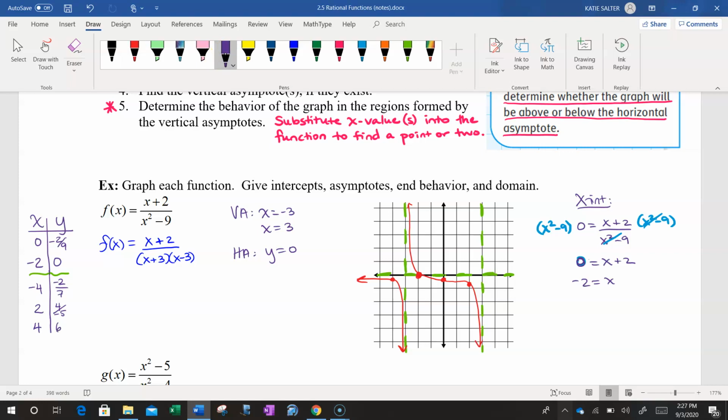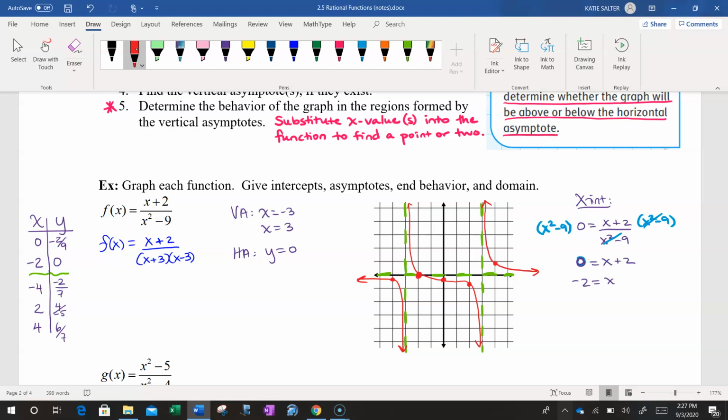And when we do that, that's 16 minus 9 in the denominator, so that comes out to be 7. So the fact that we get +6/7 tells us that when x is 4, we're up here, and it tells us that this is going to be in this top section.